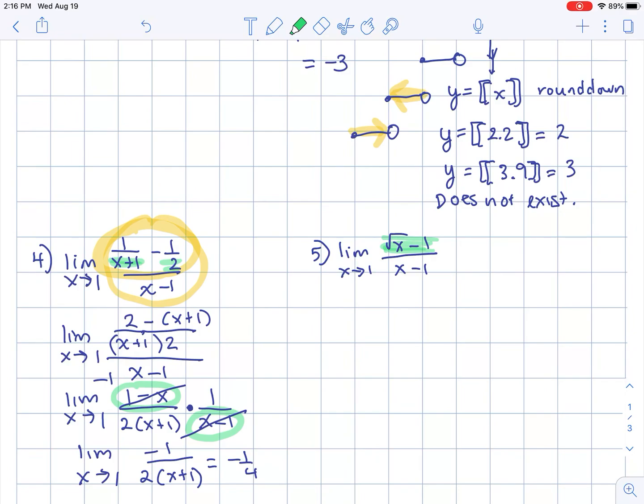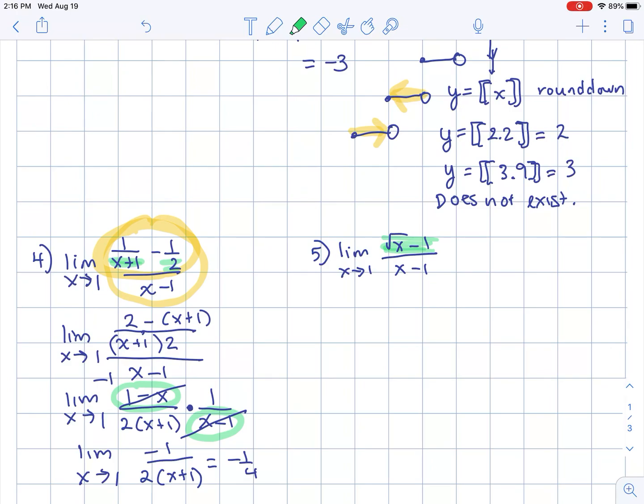Okay, when we try to do direct substitution by plugging 1 in, we get 0 over 0, or in other words, undefined. So before we make the conclusion that no limit exists, we would want to see if there's anything we can do algebraically.